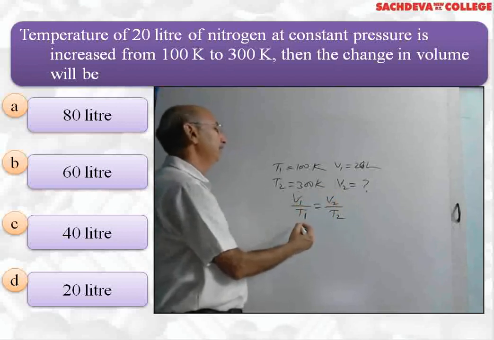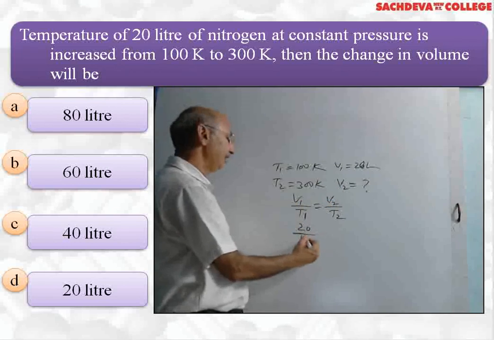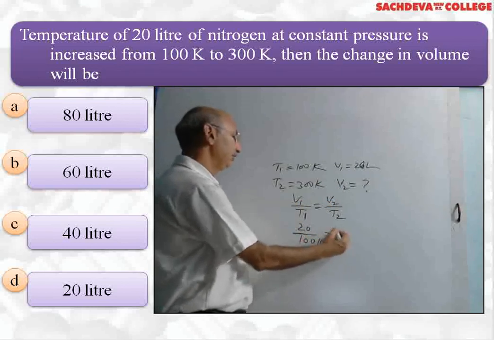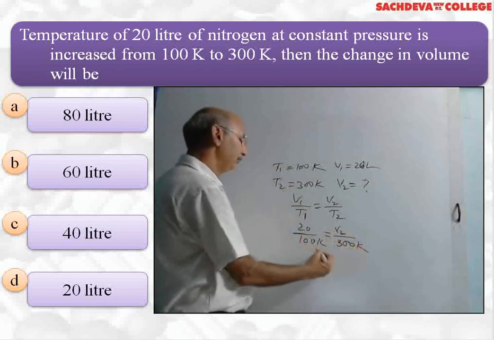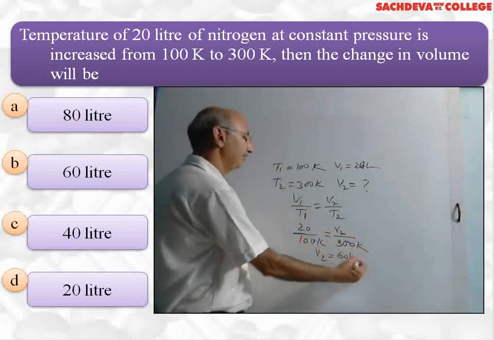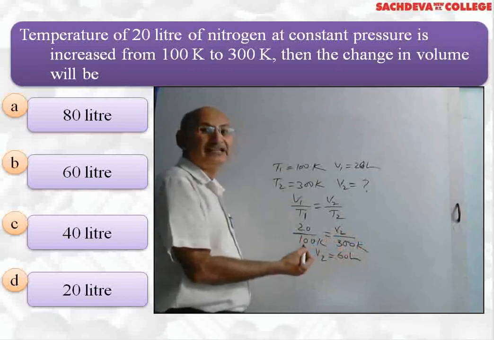V1 is 20 liters. T1 is 100 Kelvin. V2 we have to find out. T2 is 300 Kelvin. V2 will come out to be 60 liters. But we have to find out change in volume.